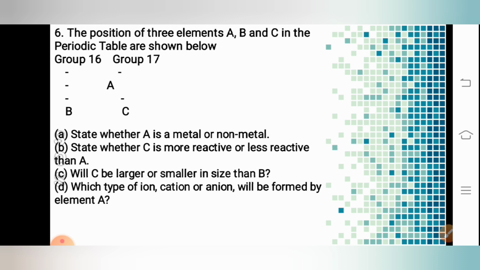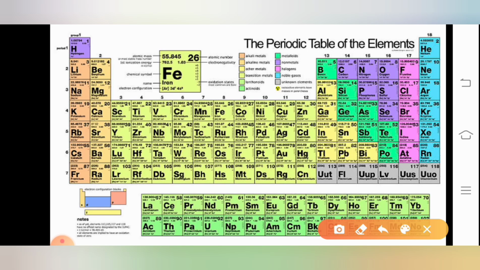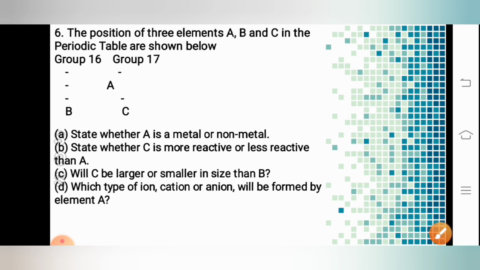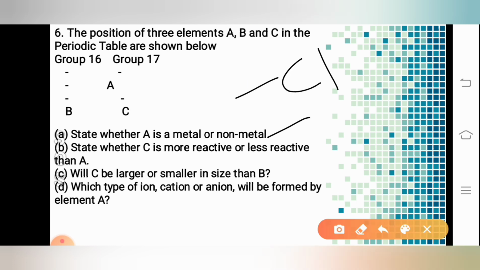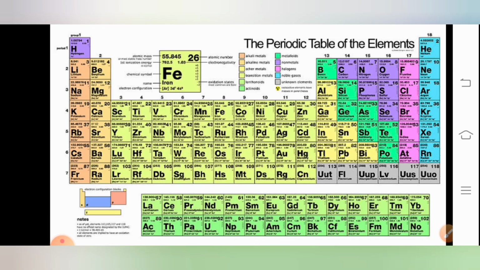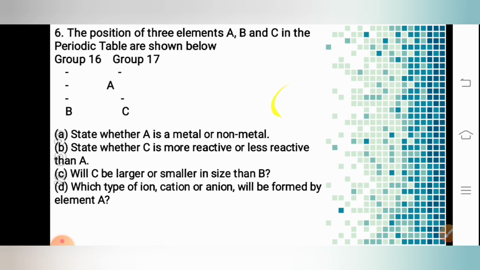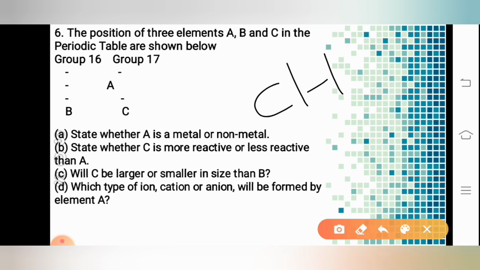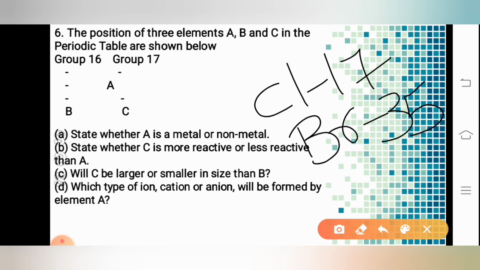if we look at the periodic table, just consider the elements chlorine and bromine. Just assume the element is chlorine, and the other element we see below chlorine is bromine, that is 35, correct? So chlorine has atomic number 17 and bromine has atomic number 35. So now look at the elements. Consider element A as chlorine and element C as bromine.